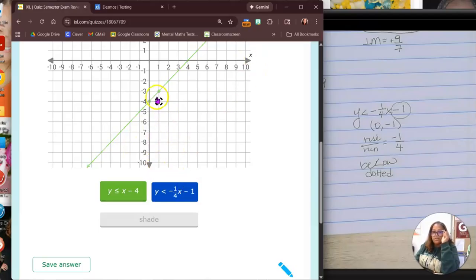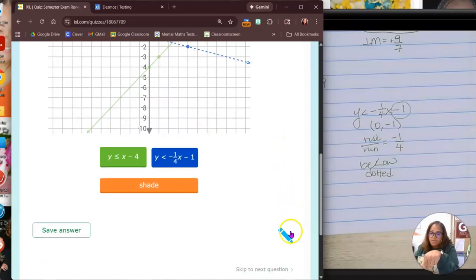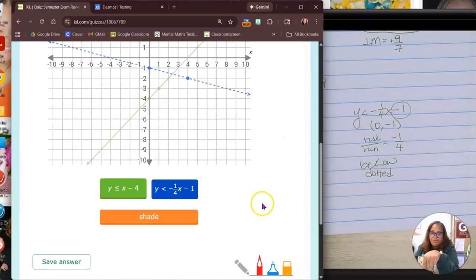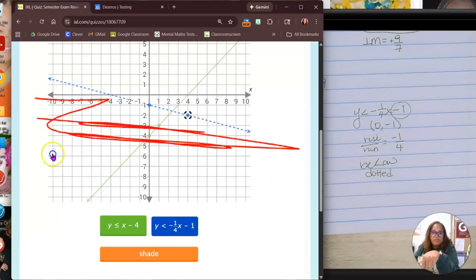And here, 0, -1. Go down 1, and then over 1, 2, 3, 4. Whoops. And then below here. The belows are easy because the below of the blue, oh, this should also be dotted. The below the blue is right here, and then below the green is also right here. But if you want me to shade with my pen, I can happily do so. So then we'll shade under the blue here.